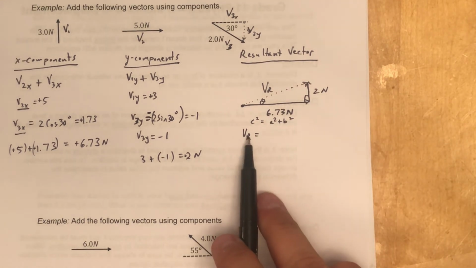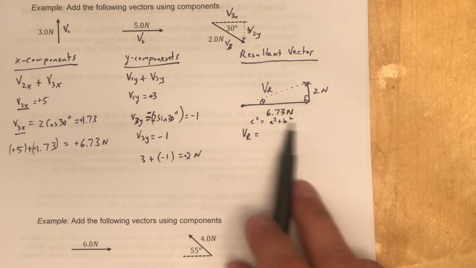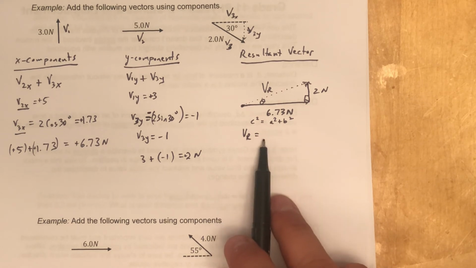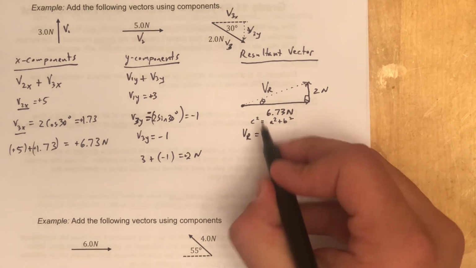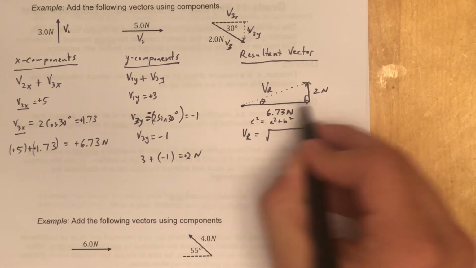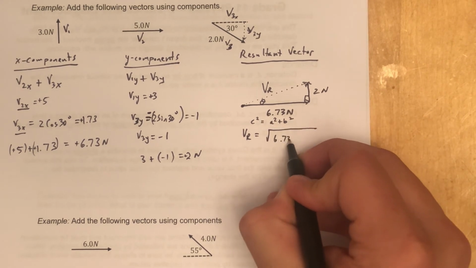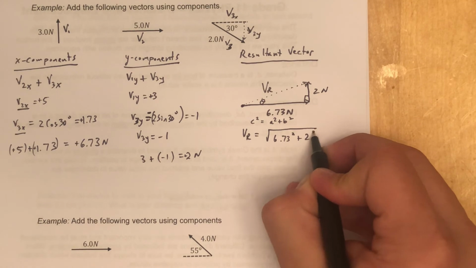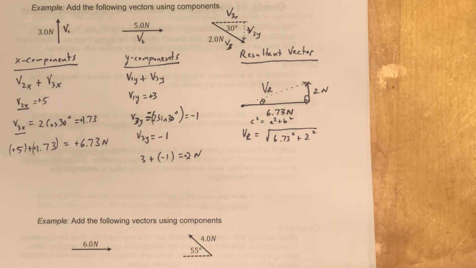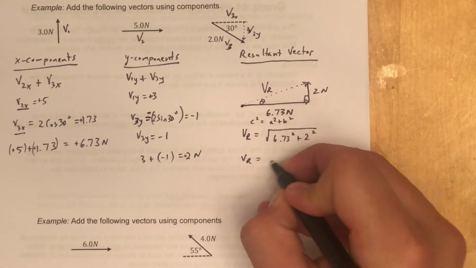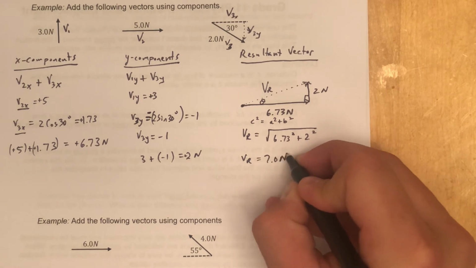I'm already going to skip one step where I'm going to square both sides. And I'm not going to be putting plus or minus because it's a positive length. So it's going to be the square root of these other two sides squared, 6.73 squared plus 2 squared. We're going to have a resultant vector of 7.0 newtons.